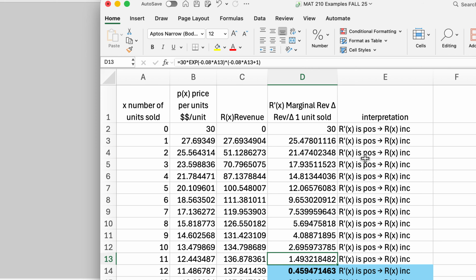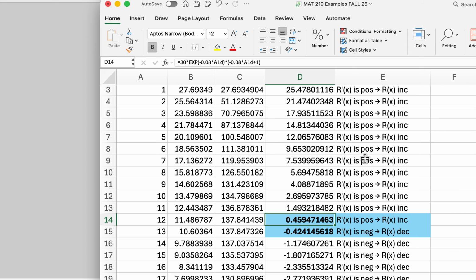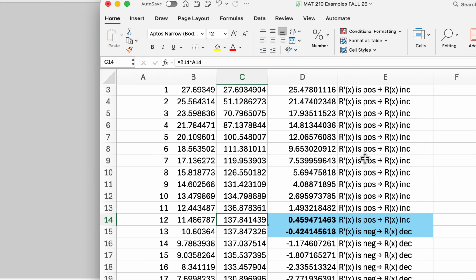They're all positive. Then I get to this point somewhere between 12 and 13 units sold. Notice that my function changes from increasing to decreasing. A negative derivative tells me that now my revenue function is decreasing. So I want to find the exact point where it changes. Remember, the exact point where it changes is my max or my min, or neither. But here I can see it went from increasing to decreasing, so I know I'm going to have a maximum there.